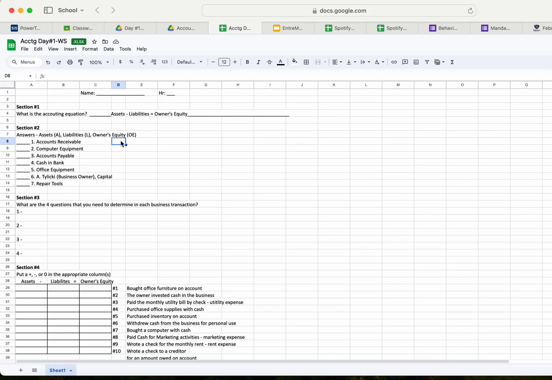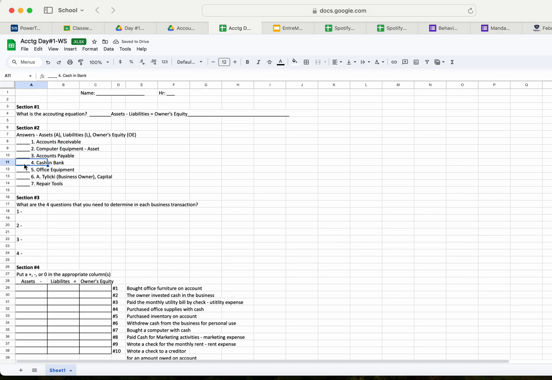All right. So we can choose assets, liabilities, or owner's equity. Remember, assets are anything the business owns and holds value. Liabilities are debts, and owner's equity is the owner's claim to the asset. So basically the asset's value minus any debt. All right, so we're going to start with these easy ones. So computer equipment would definitely be something that the company could own and holds value. So that is definitely an asset.